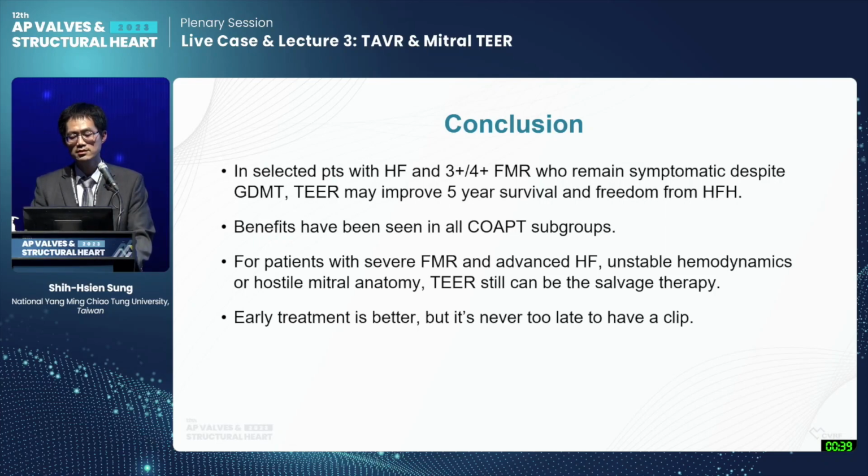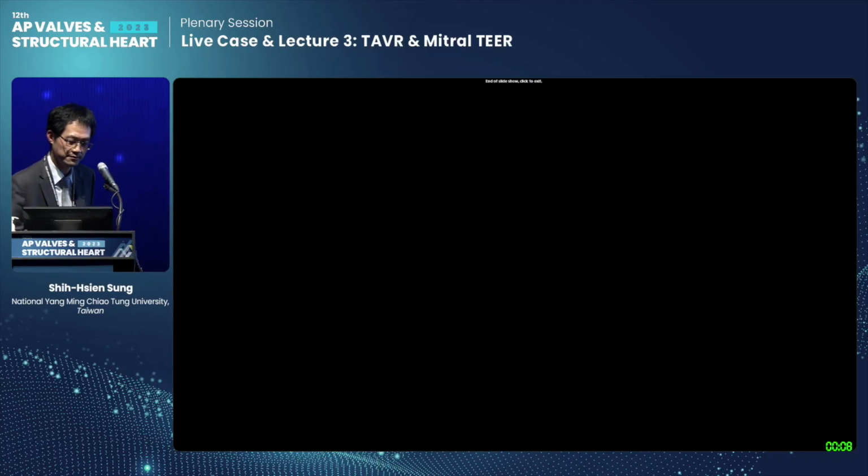In selected patients with heart failure and 3 or 4 plus functional mitral regurgitation who remain symptomatic despite GDMT, TEER may provide 5-year survival benefit and also freedom from heart failure hospitalization. Benefit has been seen in all the COAPT subgroups. For patients with severe functional MR and advanced heart failure with either unstable hemodynamics or adverse mitral anatomy, I believe that TEER can still be a salvage therapy. Early treatment is better, but it's never too late to have a clip. Thank you for listening. Thank you.